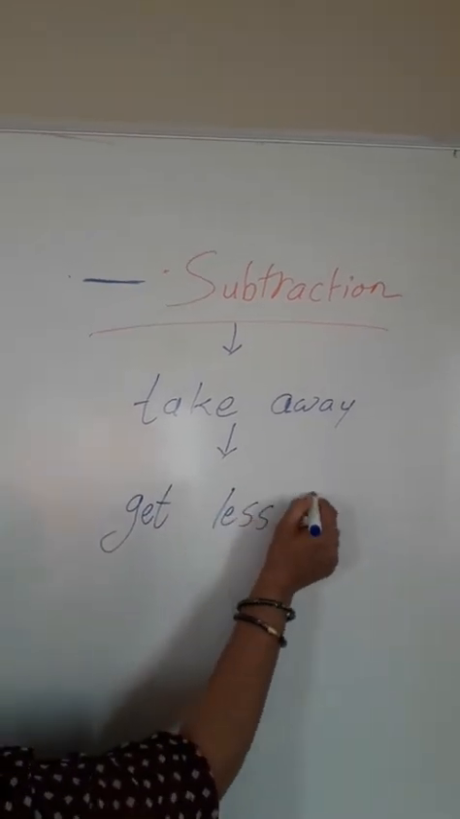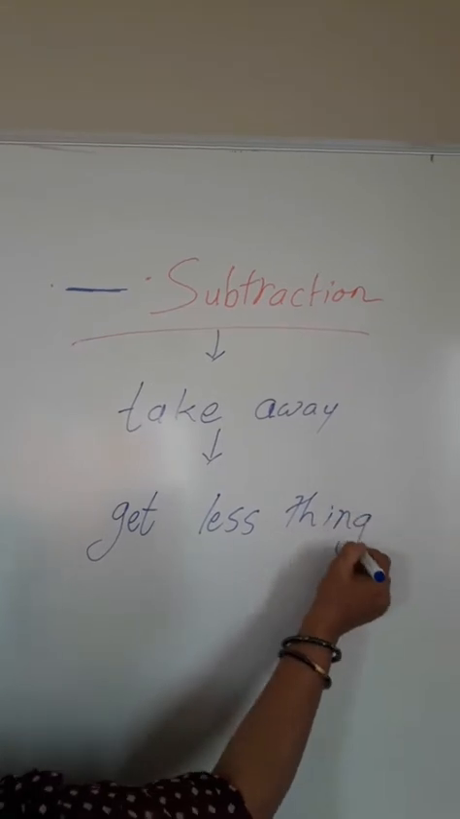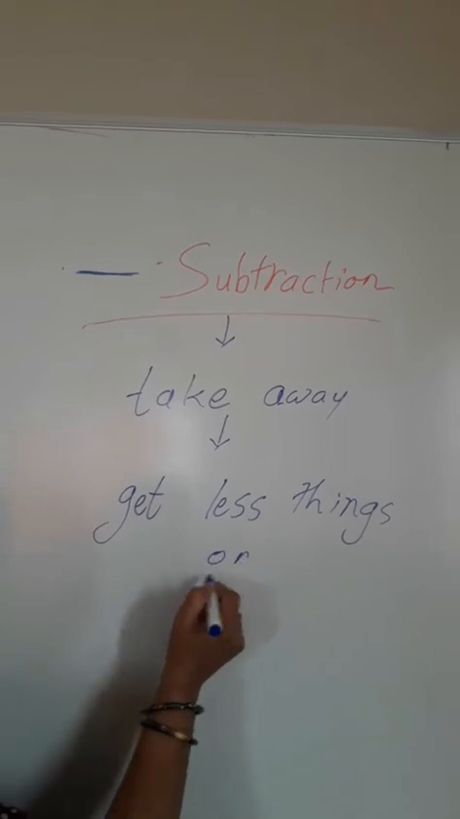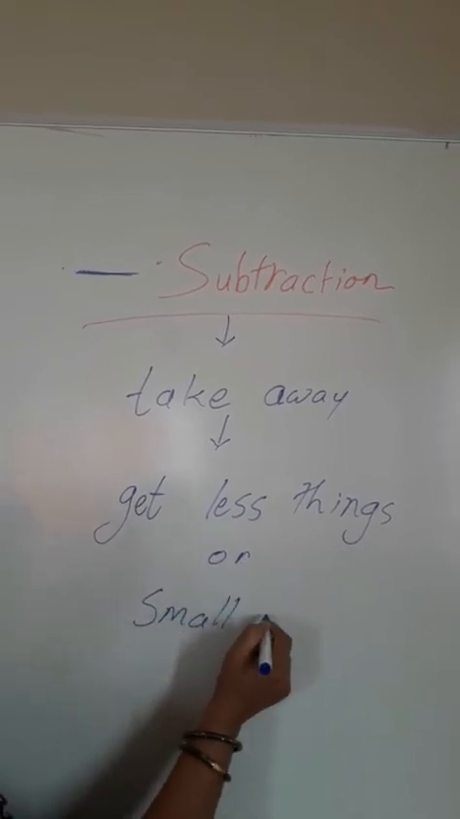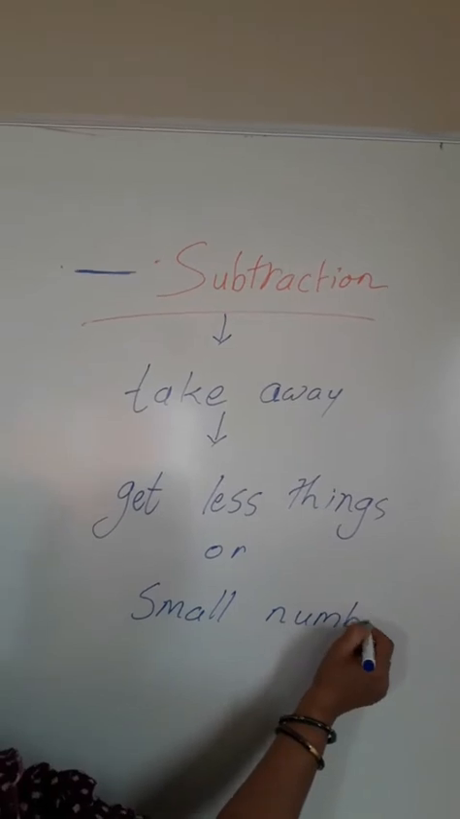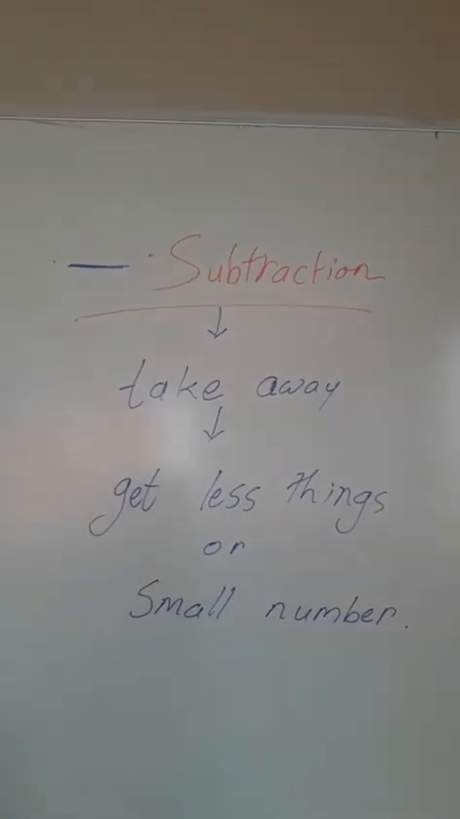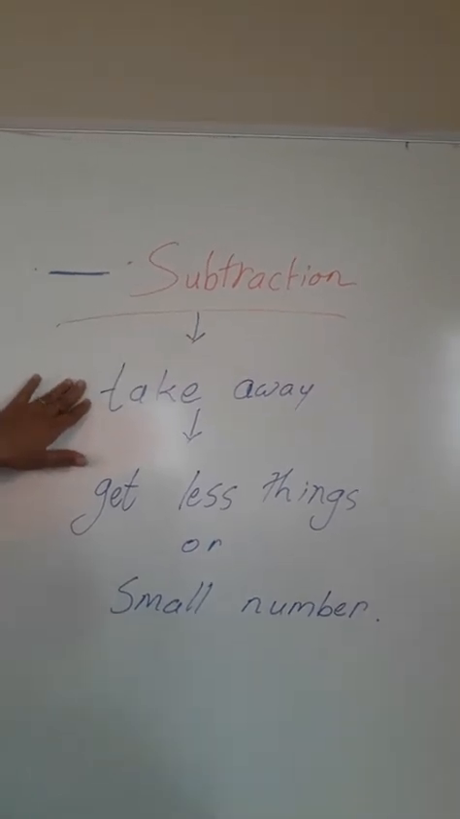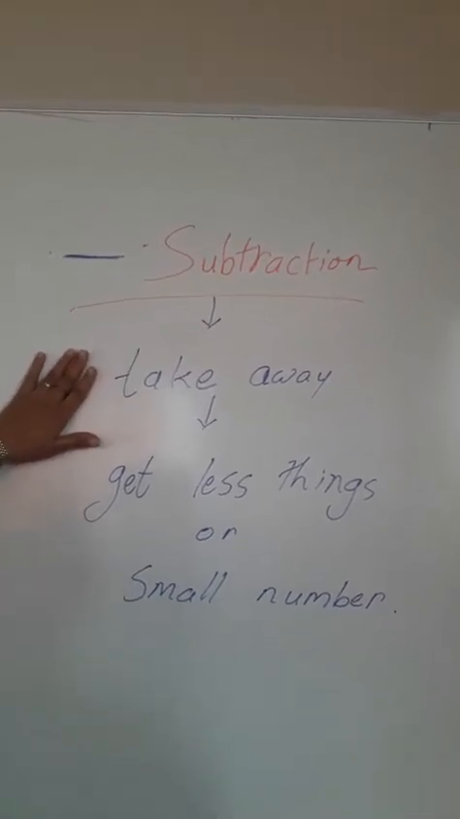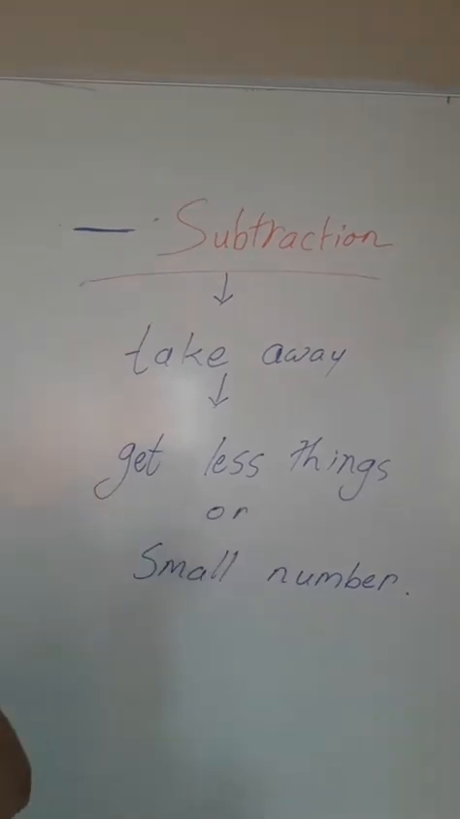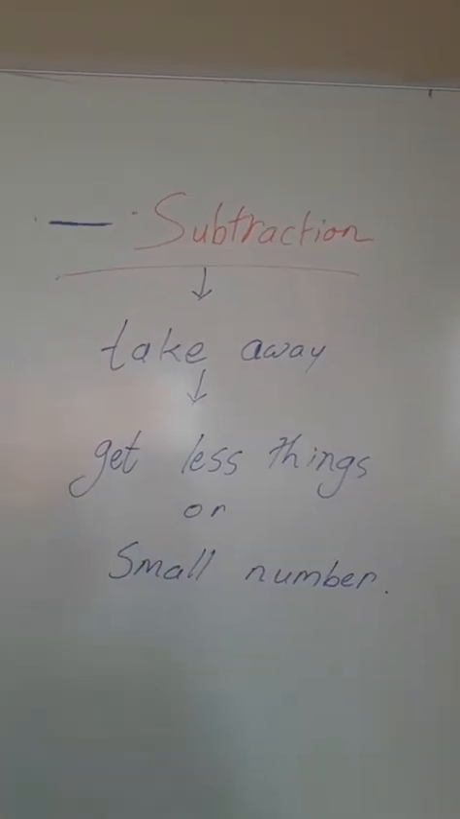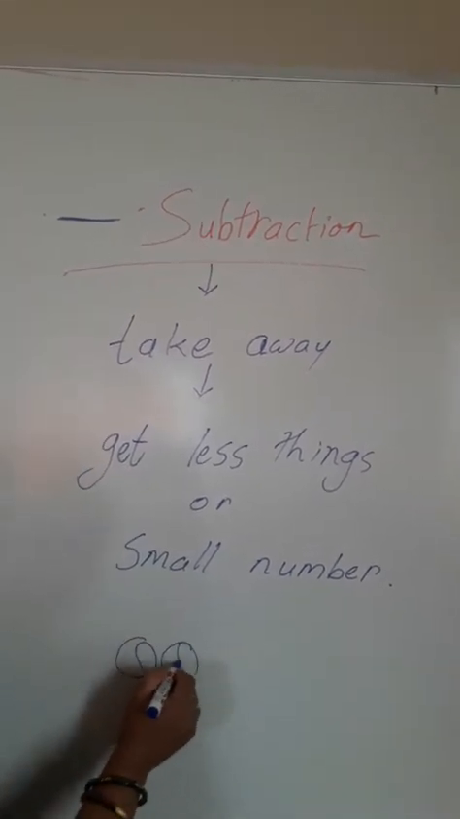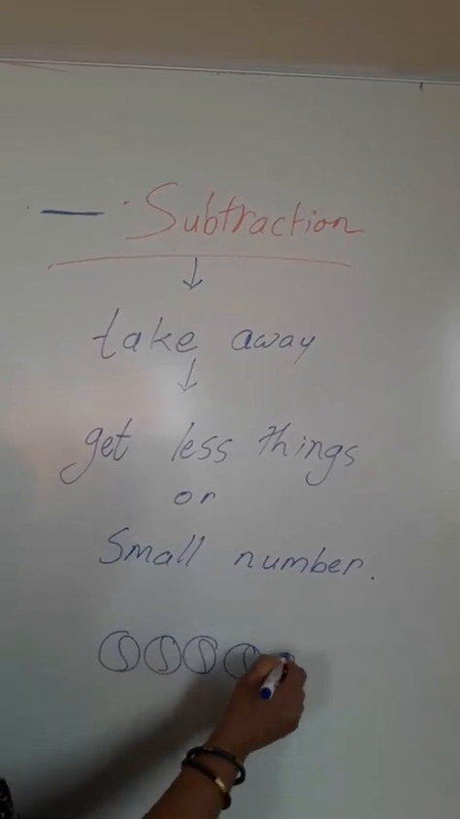less things. जब भी हम टेक अवे करते हैं तो हमें क्या मिलता है? लेस थिंग्स और स्मॉल नंबर. Okay kids, means whenever we do subtraction, we take away from the given things and we get less things. जब हम subtraction करते हैं तो हमें कैसे थिंग्स मिलती हैं? लेस थिंग्स। For example, I have 5 balls.